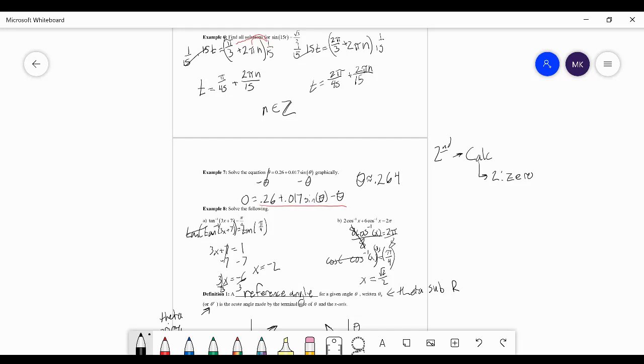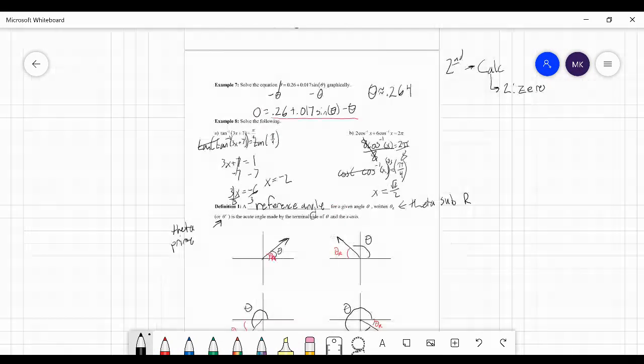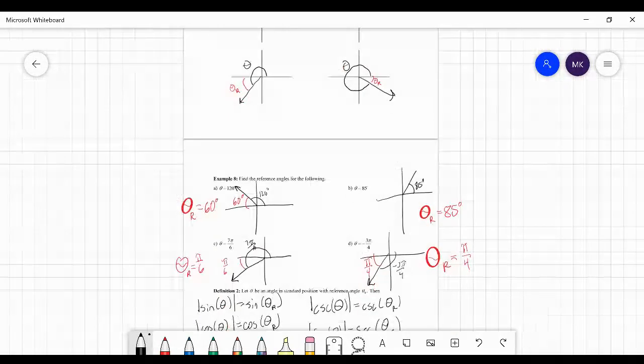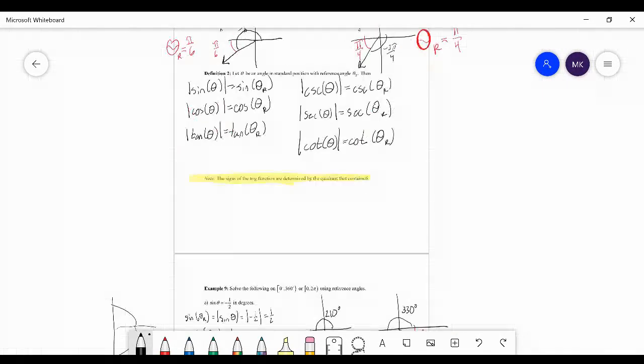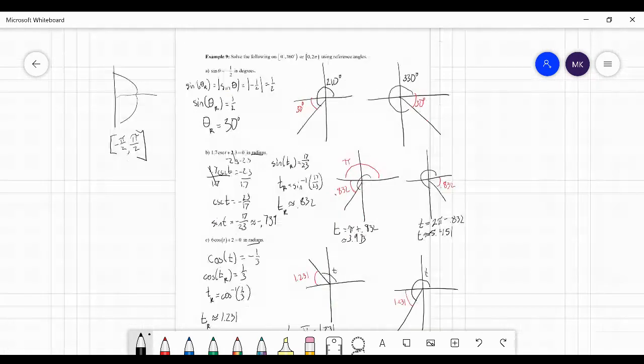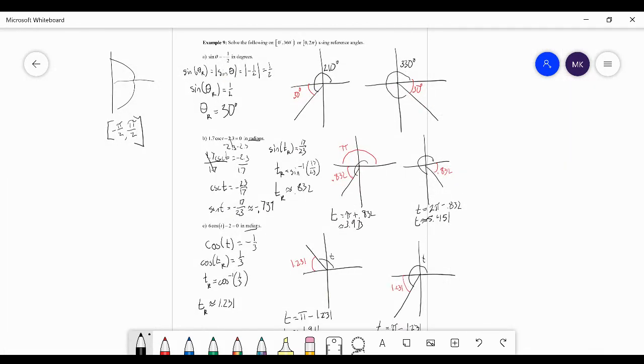That is not something you want to do when you're dealing with a more cyclical natured function. Example 7, because we had that theta by itself, allowed us to do that. But any other time, you have all of these kinds of problems, and like these last ones here, we want to use reference angles.